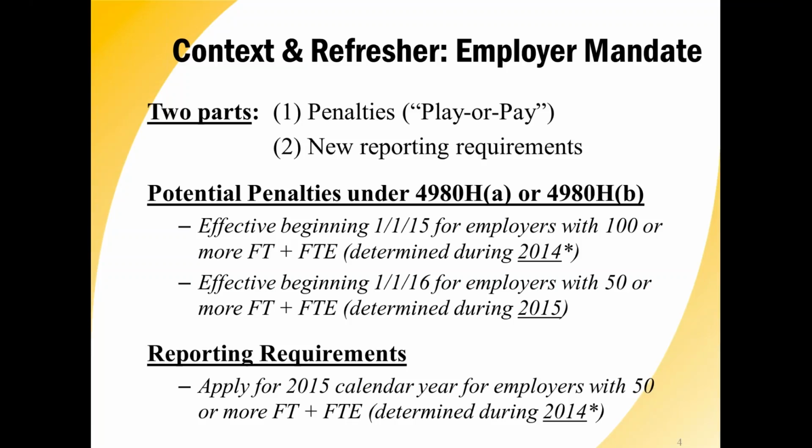But if the employer was able to get under 50 in 2014, for a consecutive 6 months or more, then that employer is exempt from reporting in 2015, even if the employer went over 50 during this year. That may affect next year, but it didn't affect this year.